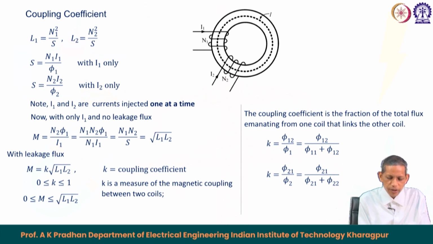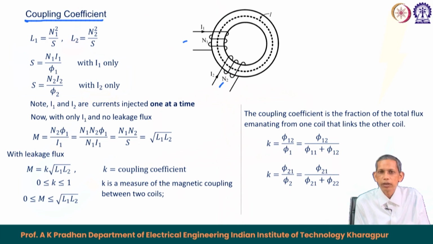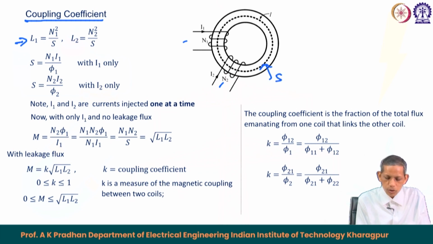inductance we define a term also called coefficient of coupling or coupling coefficient. So, let us see what it is. Let us consider a circuit like this with N1 turns in the first coil and N2 turns in the second coil, and they are around a core. So, the inductance of the first coil is L1 equals N1 square upon S, S is the reluctance of the core. For the second one, same reluctance, so L2 equals N2 square upon S.